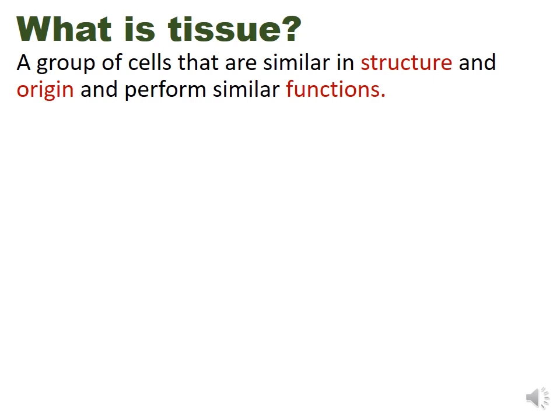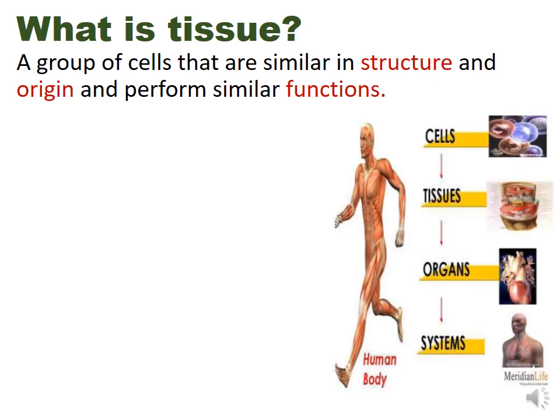Okay, so see here in this figure, cells make tissue, tissues then make organs, and organs make organ systems. And organ systems then make a whole organism. Here the organism is human.